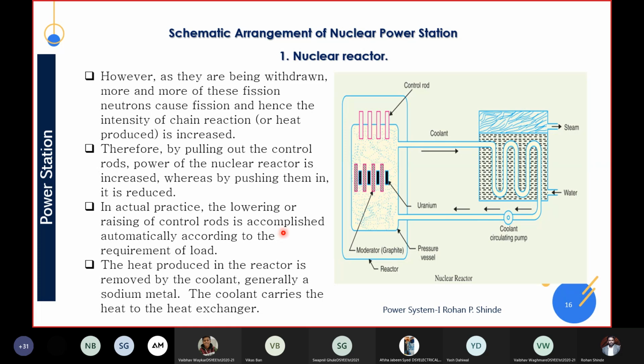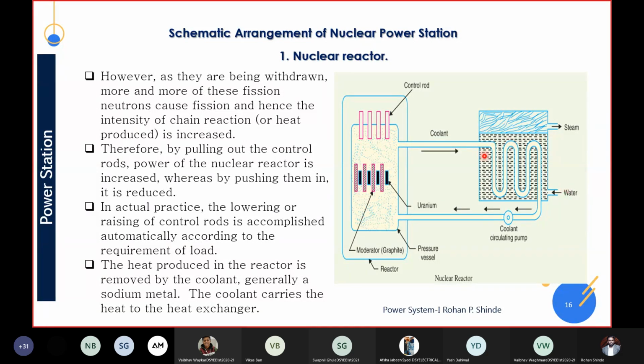Now the heat produced in the reactor is removed by a coolant, generally a sodium metal. The coolant carries the heat to the heat exchanger. Now see here, the heat is produced, and this heat will be moved towards here. That is nothing but a heat exchanger.